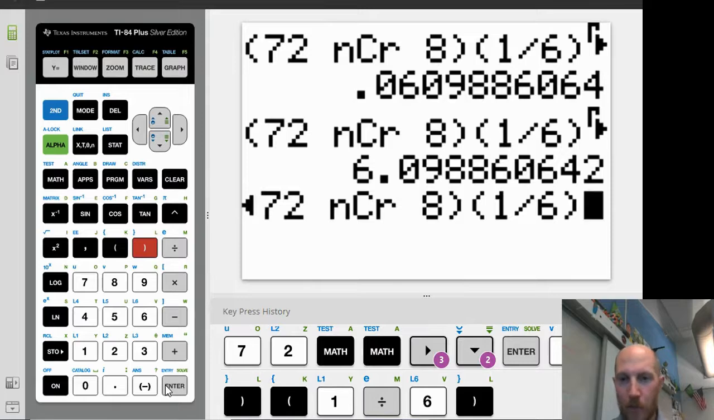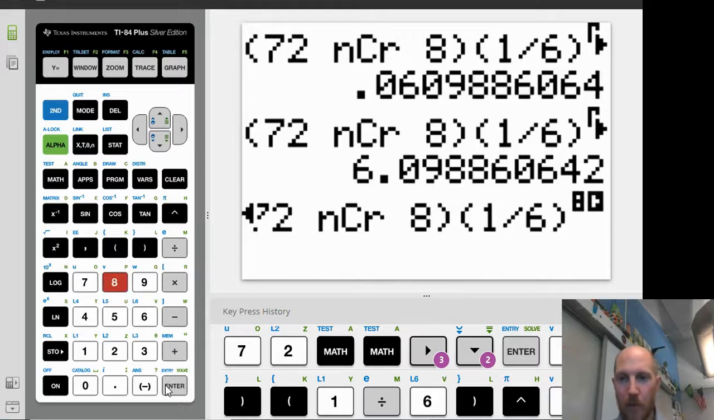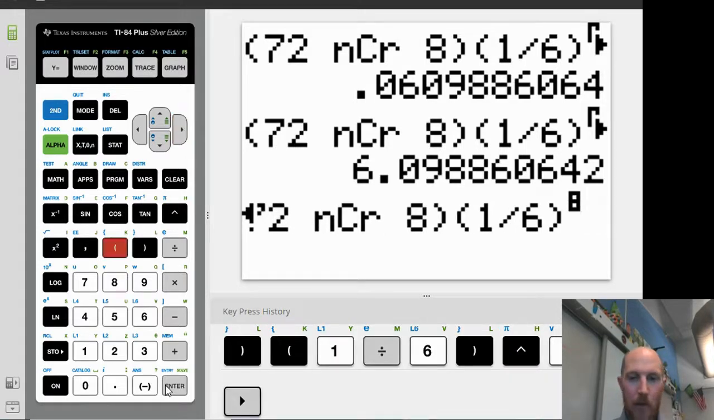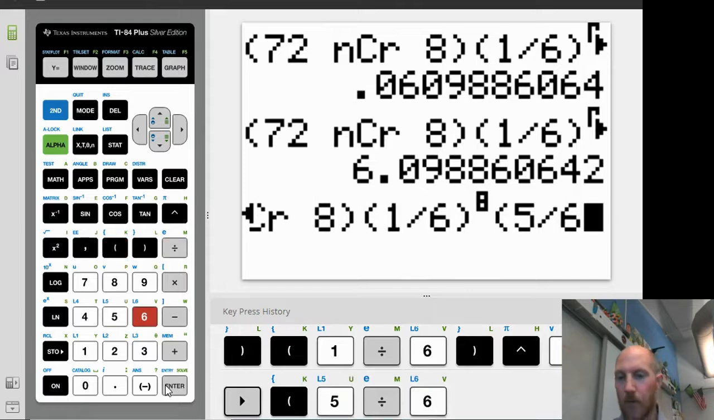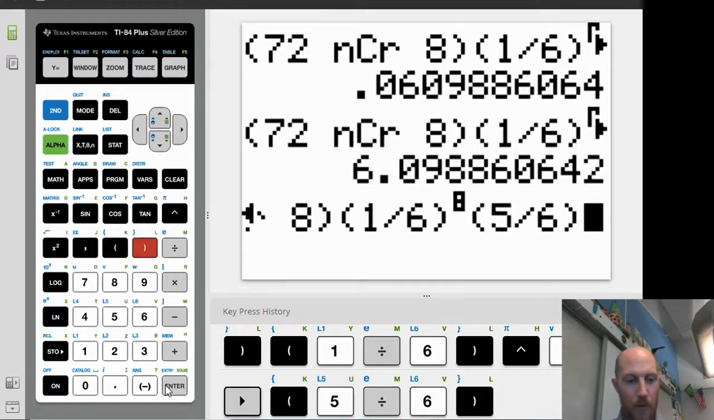You don't need to do anything special for fractions. Just hit the divide button. Keep the fraction inside parentheses. So you got the 1/6. Raise that to the power of 8. Hit the cursor. Get out of the exponent. New set of parentheses. 5 to the power of 6. So that's my losing probability. Close those parentheses.